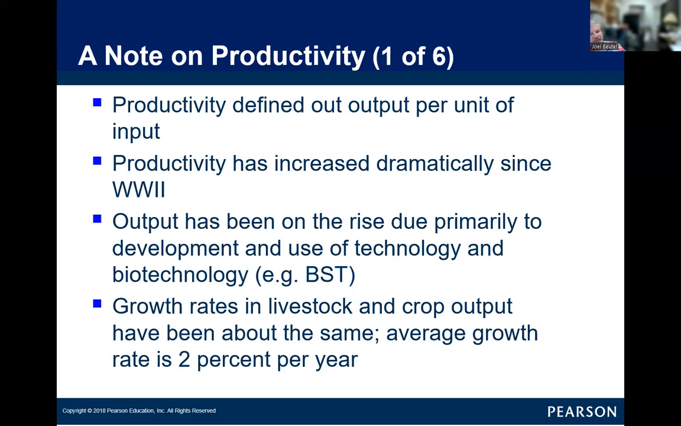I want you to think, weather's been topsy-turvy the last few years around the world, and yet somehow, even when you have an era of drought in California that's been persistent, the amount of production over time has gone up, and that really is about us getting smarter about water usage over time, and also biotechnology changes allowing for crops to grow that might not have grown in the past. The growth rates in livestock and crop output have been about the same. The average growth rate's 2% per year.